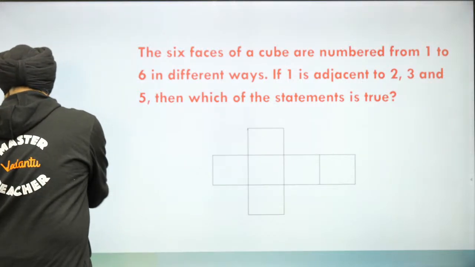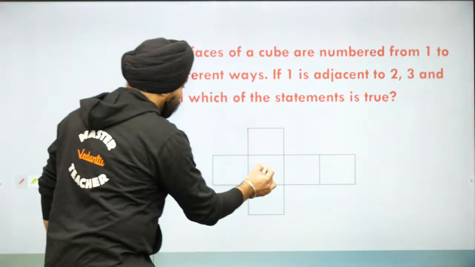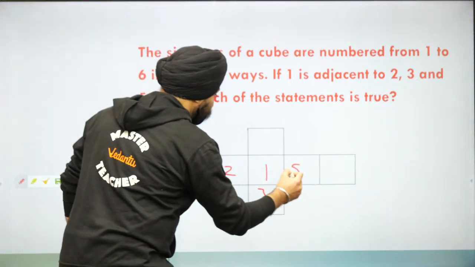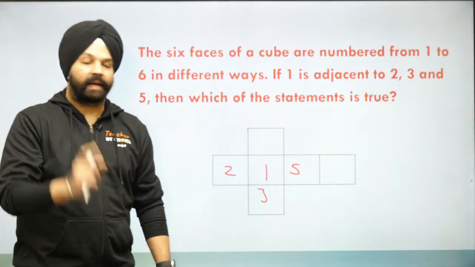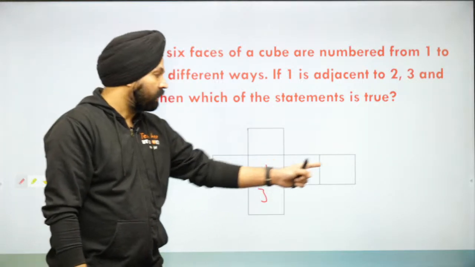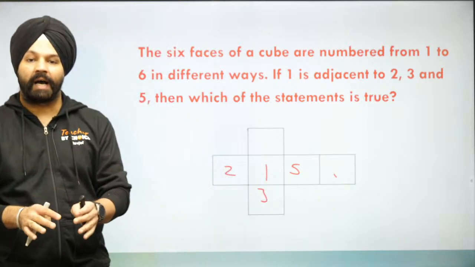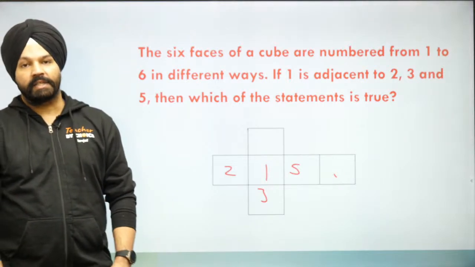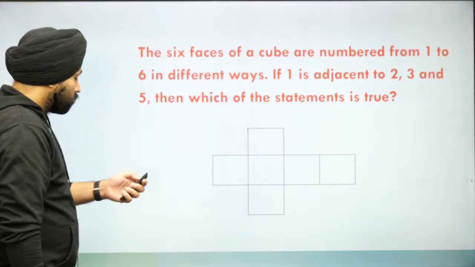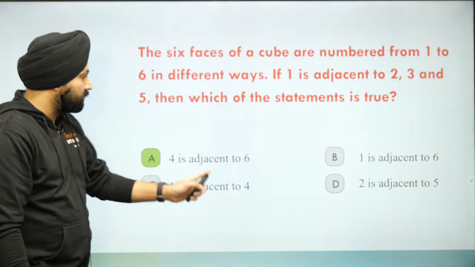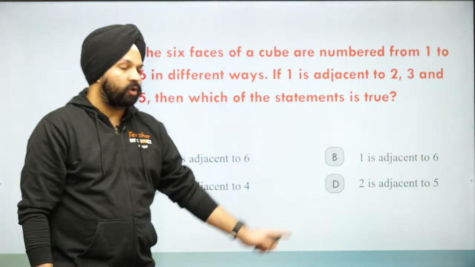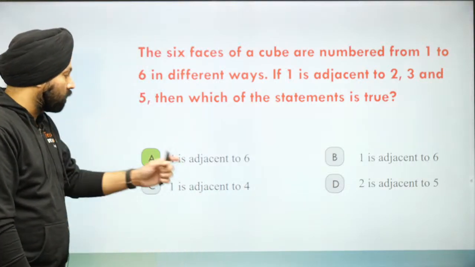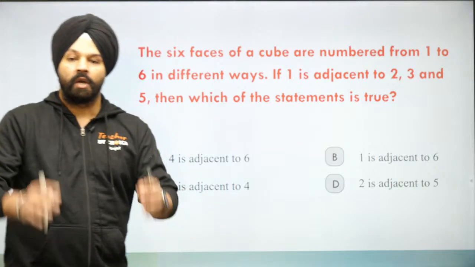I repeat once again. Let's suppose you are placing 1 over here and you are saying, sir, I will go for 2, 3, 5. Even then, again, in the last diagram, this is vacant, which is a wall. This is the top. So top and wall are vacant. So they would be occupying 4 and 6, and 4 and 6 will be adjacent for sure. So the answer is 4 is adjacent to 6. For the rest of the options, if you try, you will see they are not always true. They can be true in some cases, but not always true. So 4 is adjacent to 6 is always true.